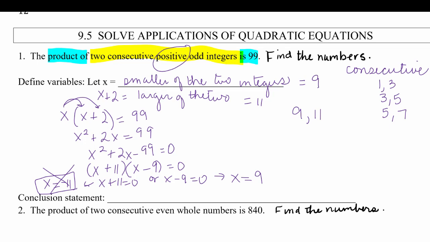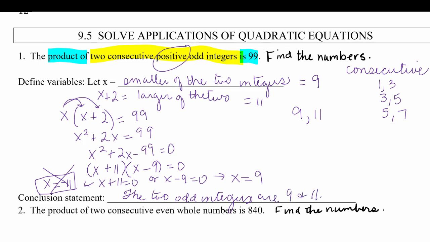Are they odd? Yes. Are they consecutive? Yes. 9, 11, right? And do they multiply to 99? Yes. So these are our two integers. So the conclusion statement would be that the two odd integers are 9 and 11. That'd be good.